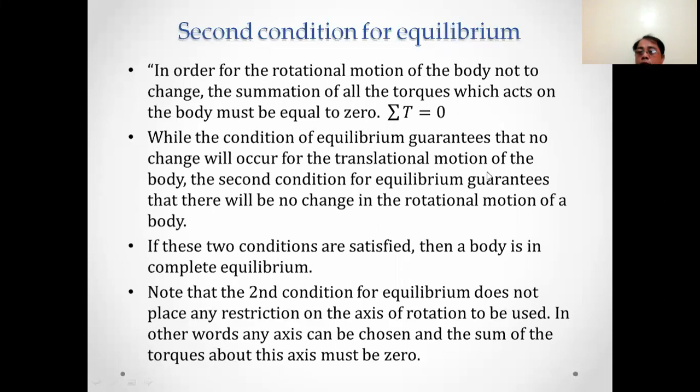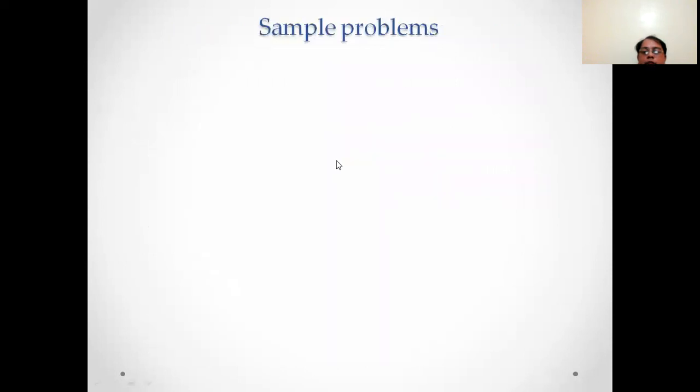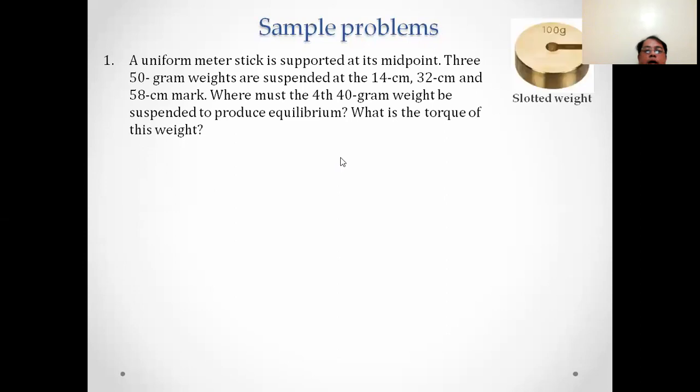So there are only two kinds of torque: counterclockwise and clockwise torque. So how do you get torque again? We multiply our force times our distance. Now we have here a uniform meter stick.